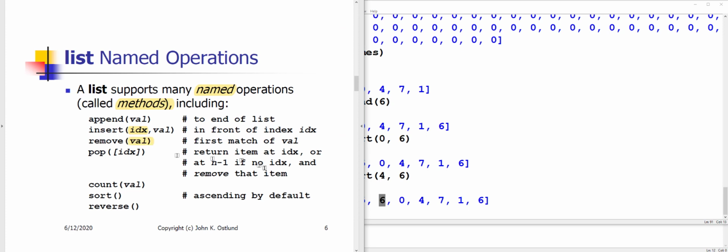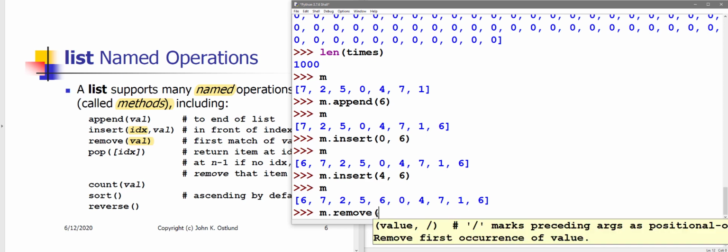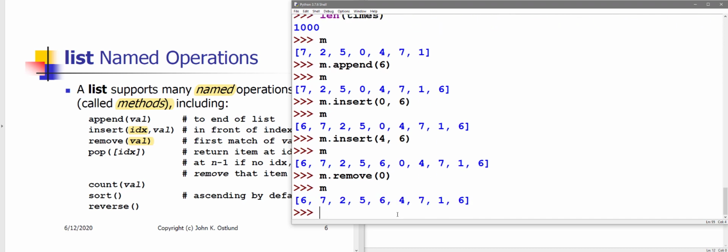I can remove a particular value from a list by saying m.remove, and then just give the value. Let me say remove 0, let's say. In this case, 0 is not an index. 0 is a value for the remove method, and the remove method scans through the list, discovers the first 0 that exists, and removes that from the list. All right, so now I go from this, I got a 6 immediately followed by a 4. The 0 that used to be in between those has been removed.